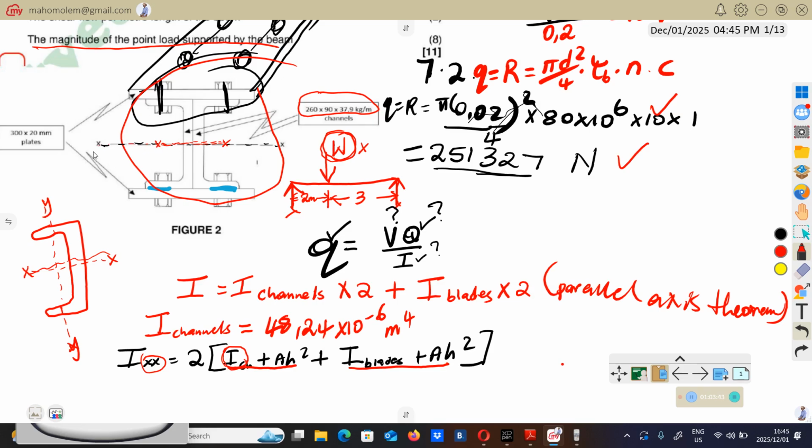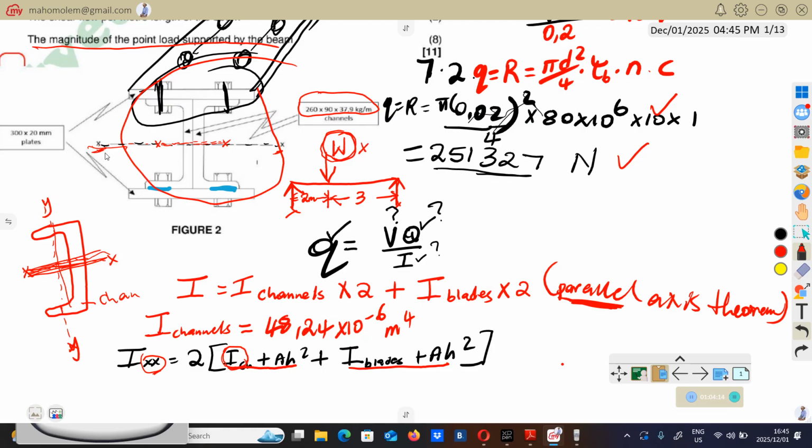So you go to the channel, then from this channel you check the one parallel. This is parallel axis theorem. You check the axis parallel to this black one. This black one is your reference. So between these two axes, between this one and this one, you check the one parallel to that one. It's going to be this.